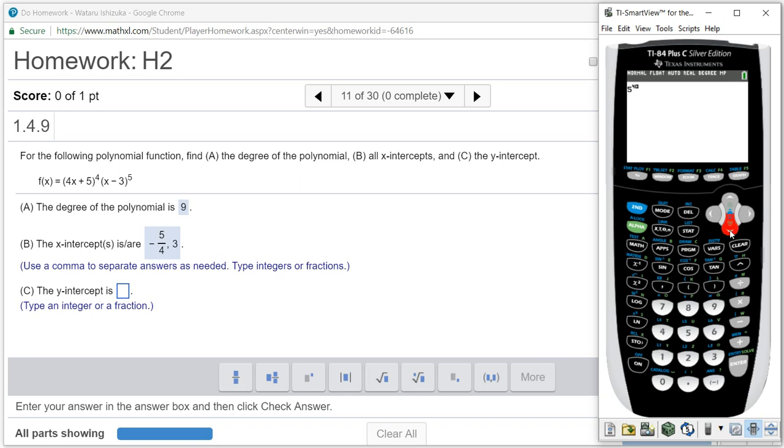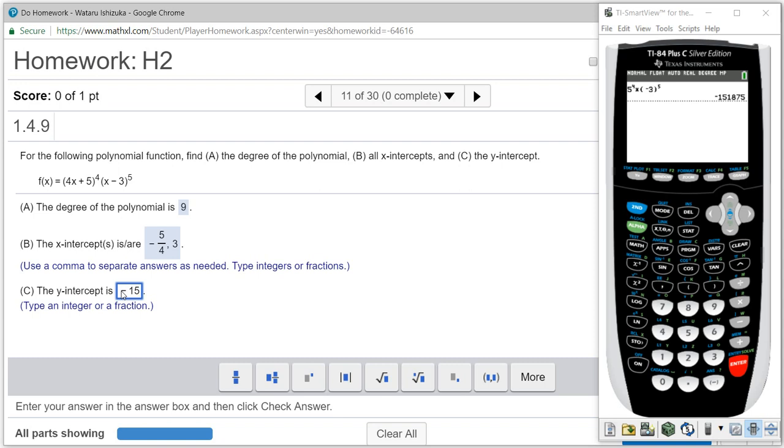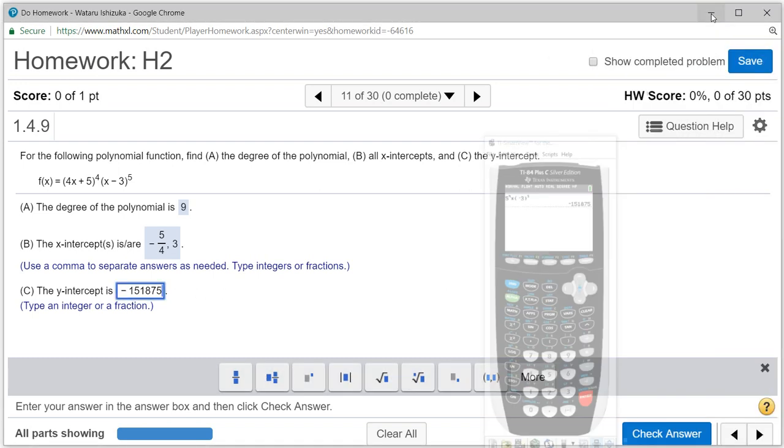Then I'm going to come down, times negative 3, and raise it to the fifth power. Hit enter. It looks like we get negative 151,875. That's a really big number.